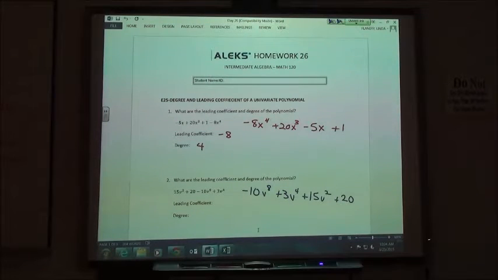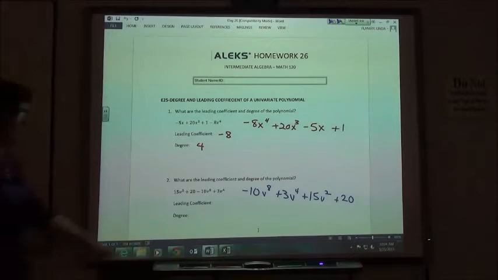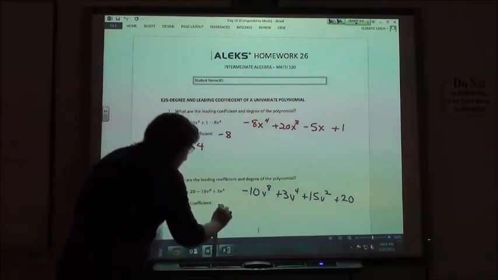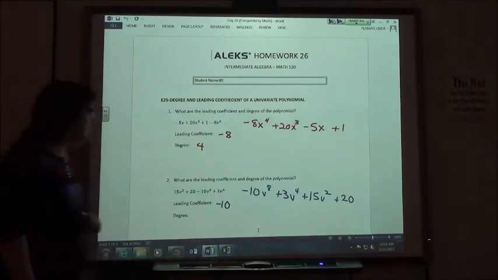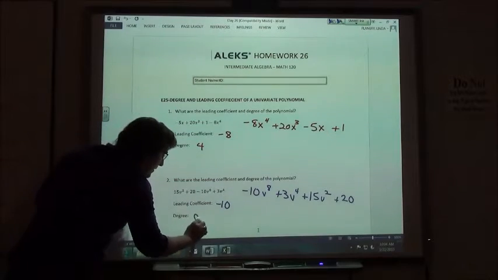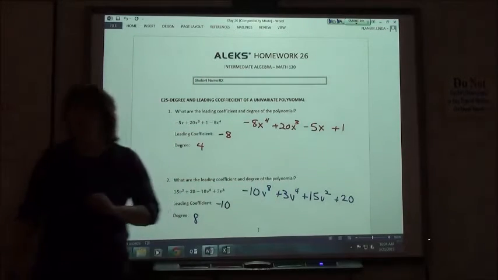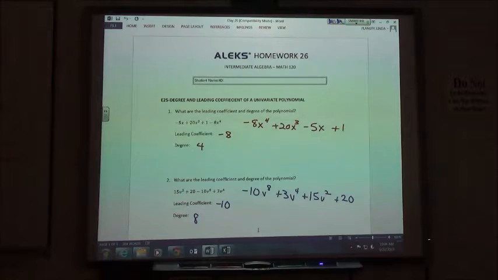The leading coefficient on that polynomial is negative 10, the very first number in front. The degree of that polynomial is 8. It's an 8th degree polynomial because that's my highest exponent.